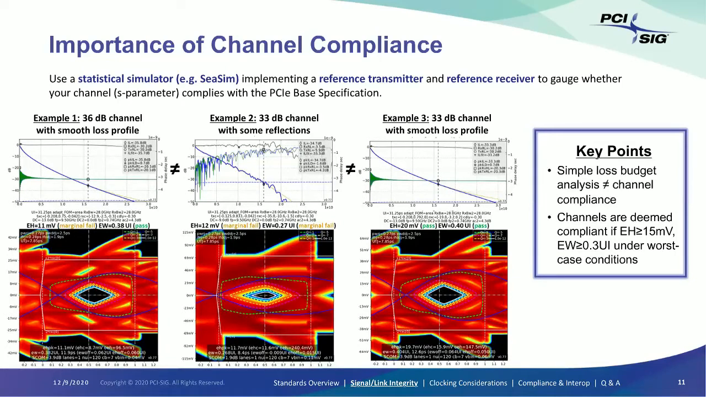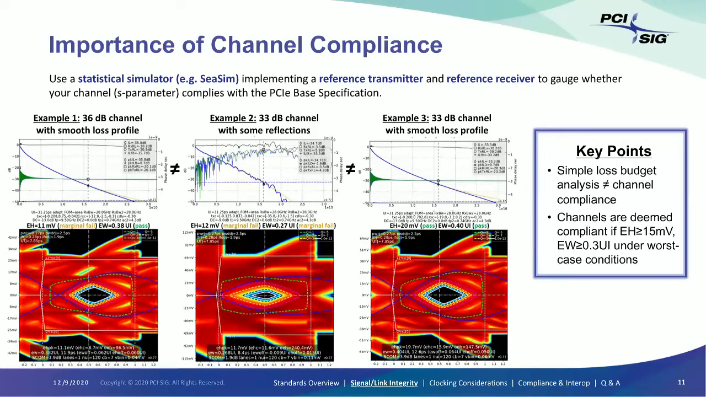Now, to highlight the importance of running channel compliance, we have 3 examples here. On the left, we have a 36 dB loss at 16 gigahertz channel, which has smooth loss characteristics. There aren't any reflections or ripples in the insertion loss. And as you would expect, when you run this through CSIM, it produces what I would call a barely failing, barely passing result. The I height is below the 15 millivolt requirement, but the I width is above the 0.3 UI requirement. So it's on the borderline, which you would expect from a maximum loss channel.